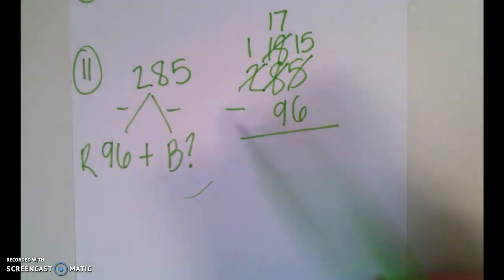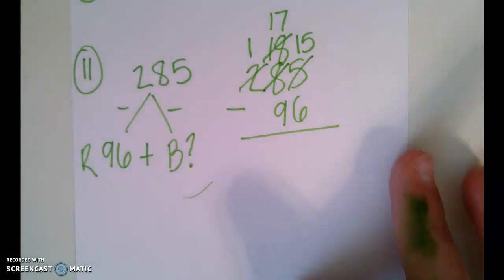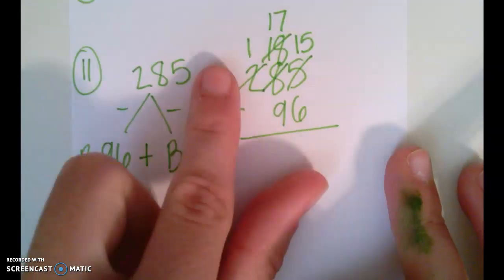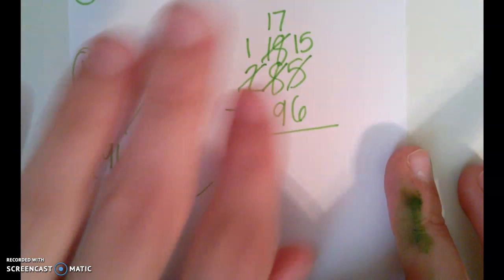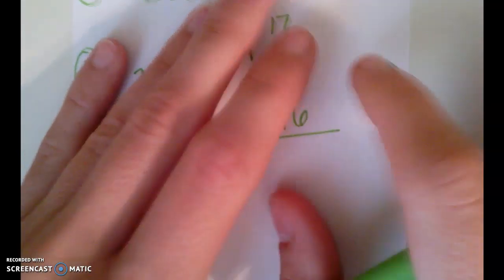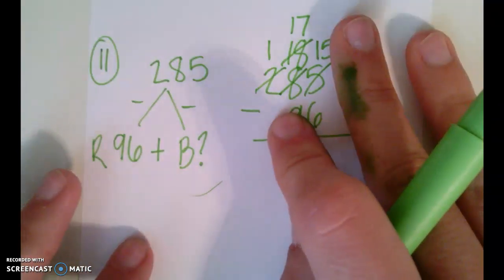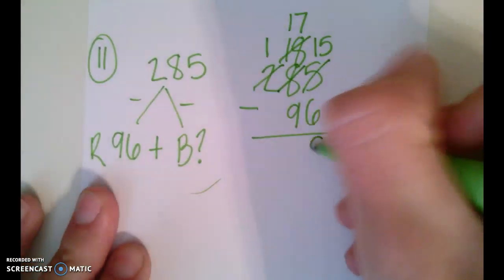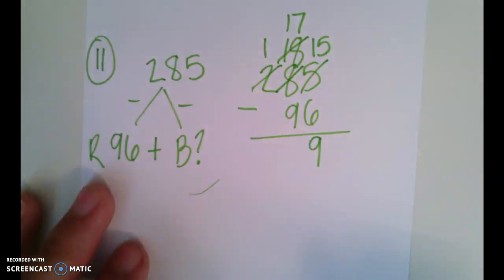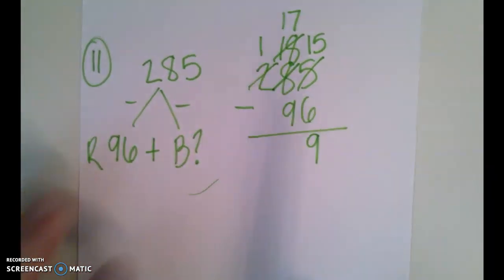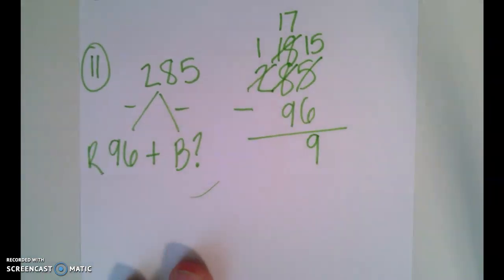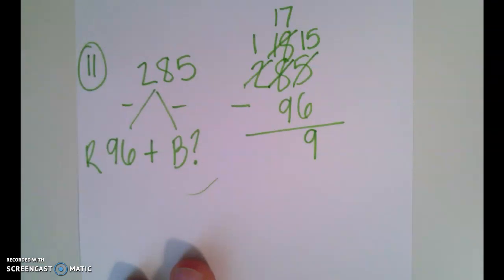So 15 minus 6, I can either take away 6 from 15 or I can pound up, so pound 6, 6, 7, 8, 9, 10, 11, 12, 13, 14, 15. How many fingers did you get? 9. Okay, pound 9, count up to 17. 9, 10, 11, 12, 13, 14, 15, 16, 17. How many fingers do you have showing?